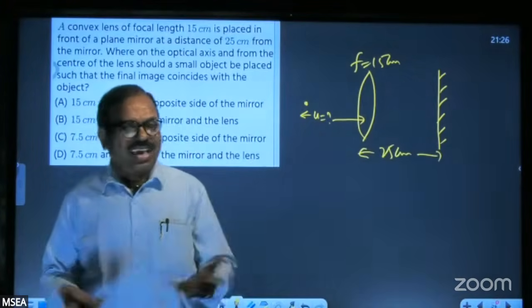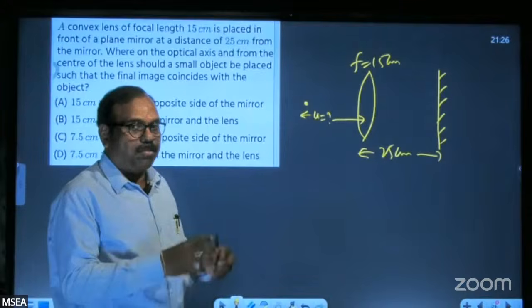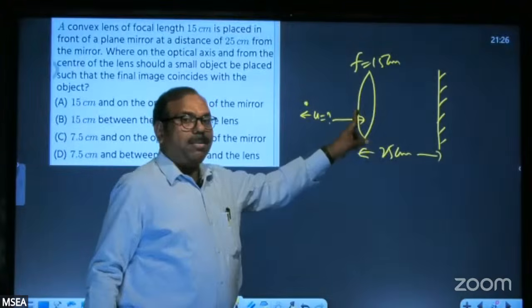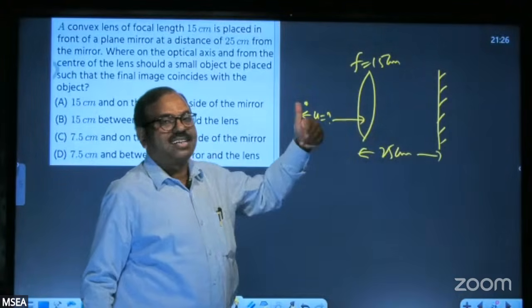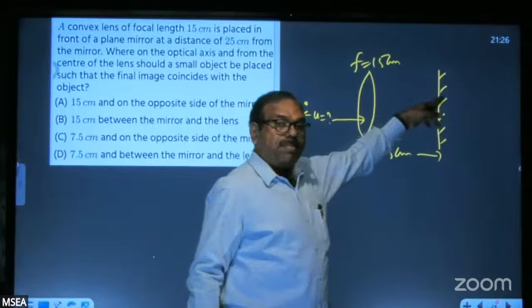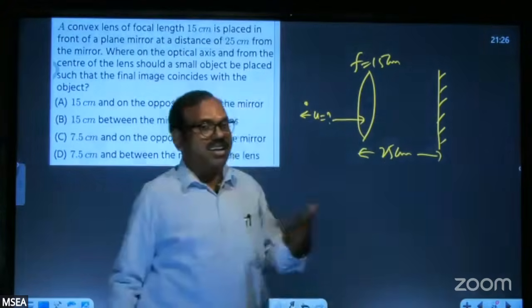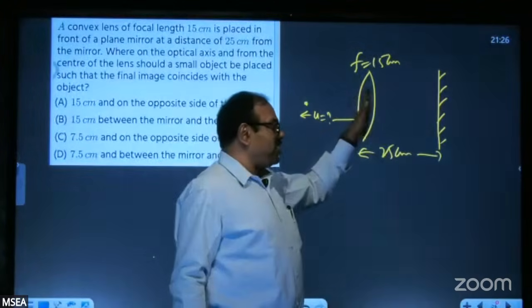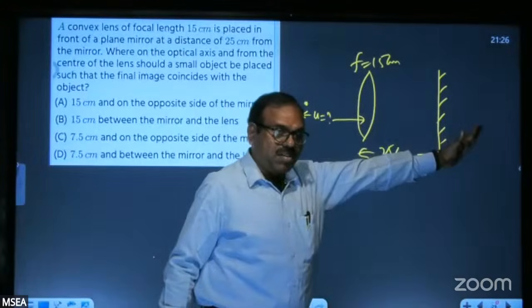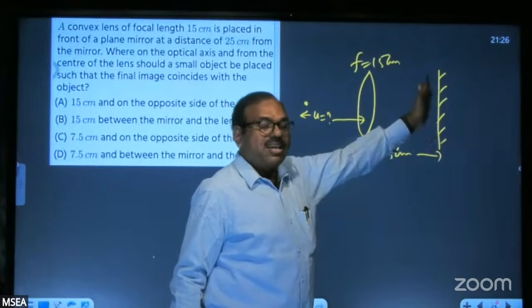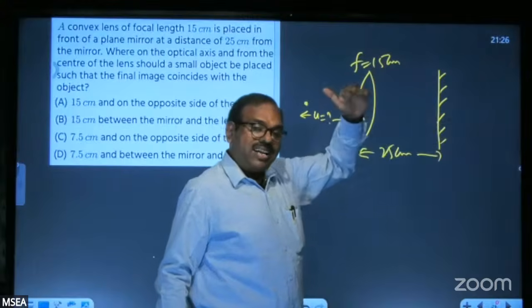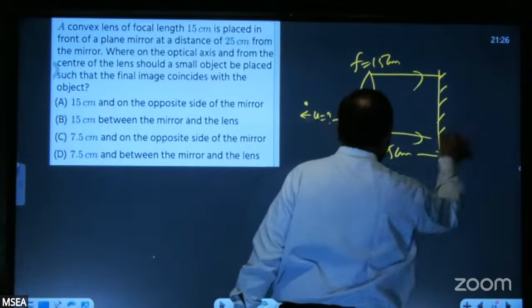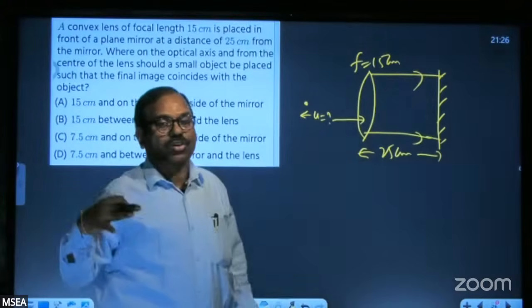Now what to do? The same concept and the same formula. The first image formed by the lens should be at the center of curvature of the mirror. But what type of mirror is this? It is a plane mirror. What is the center of curvature of the plane mirror? Infinity. But this mirror is a plane mirror, that's why we get the image at infinity.